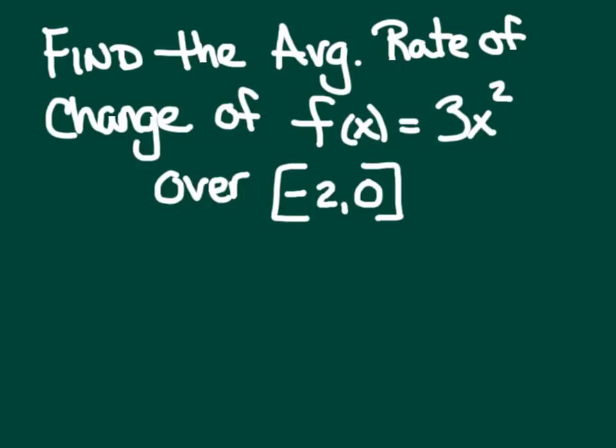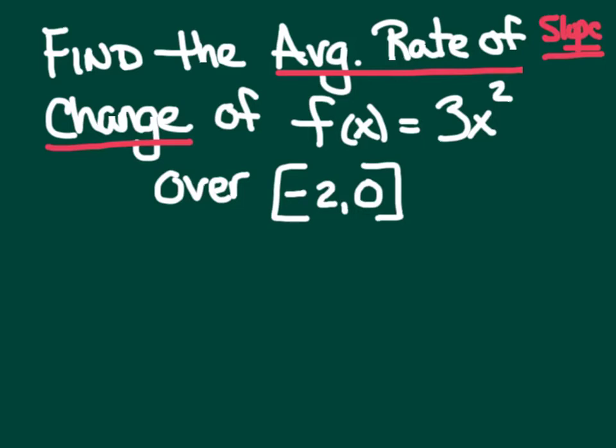So in my first example, find the average rate of change, and again, I just want you to underline that to yourself and say, okay, all they're saying is find the slope. It's just another way to say slope, average rate of change. Find the slope of this function, f of x equals 3x squared, over the domain negative 2 to 0.